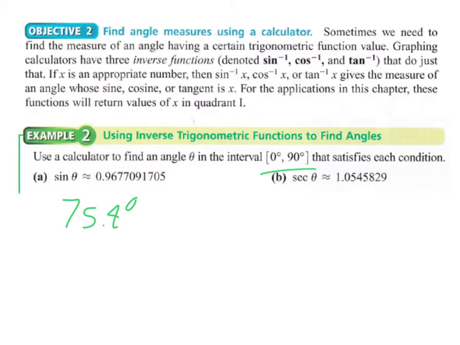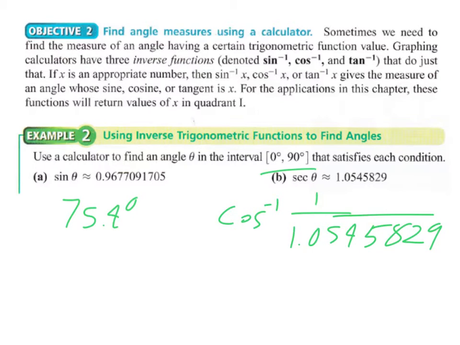Of course, the secant is the reciprocal of the cosine. So what we would do is 1 over 1.0545829. So actually do 1 over the value, and we take the inverse cosine of that. Again, a little bit different there.